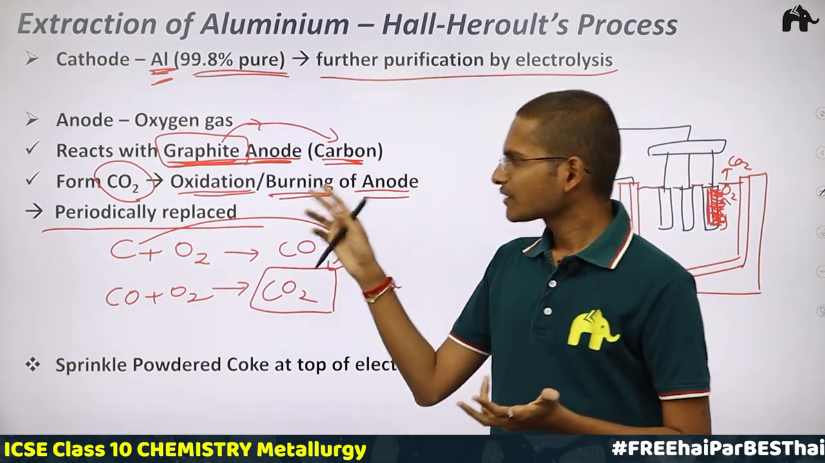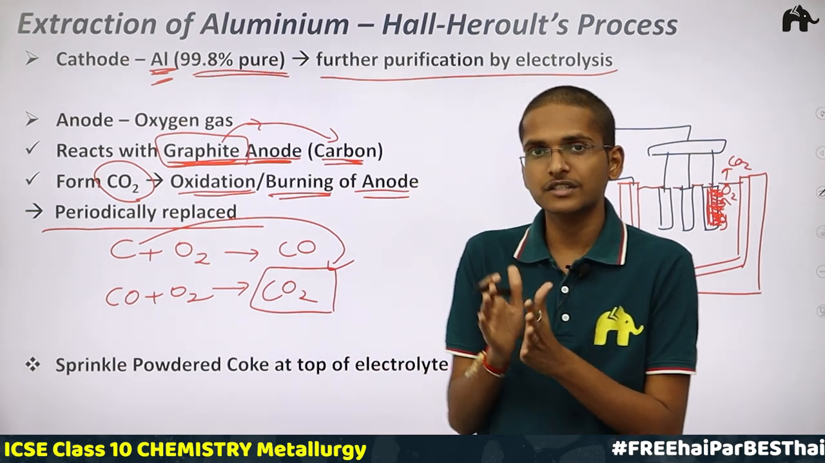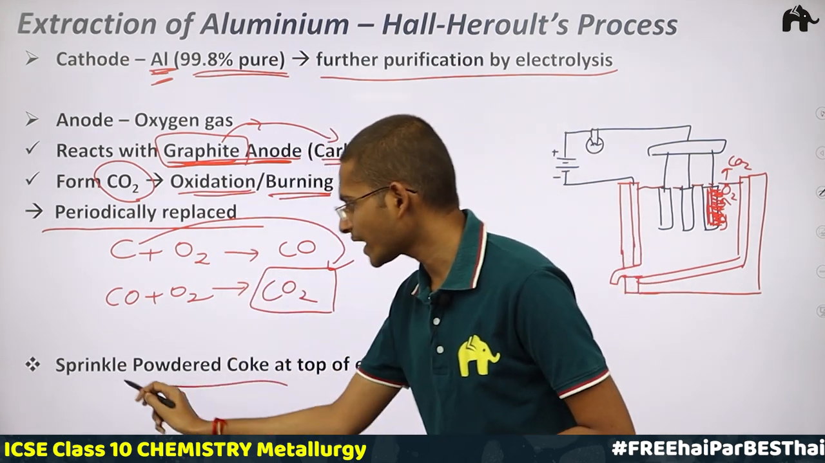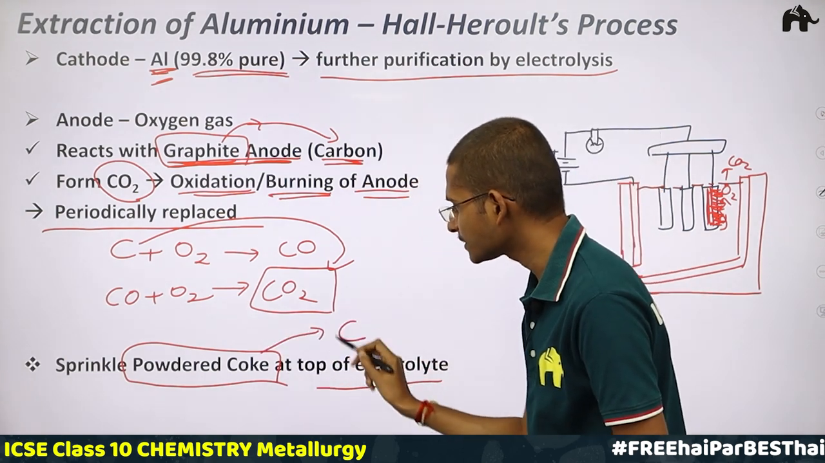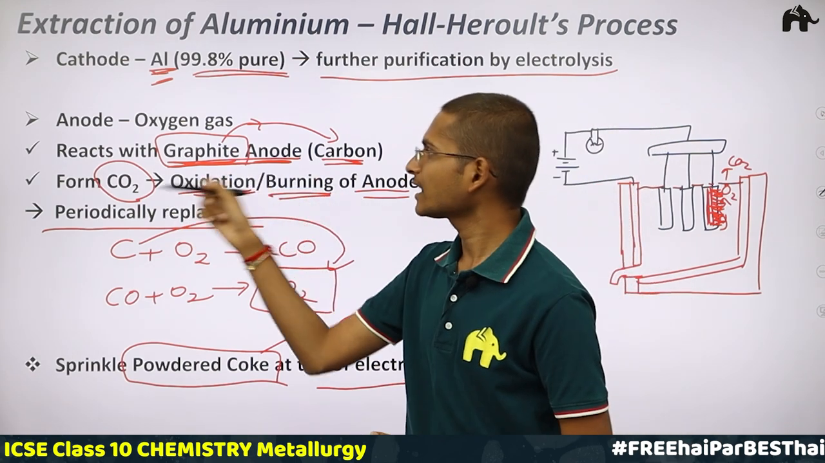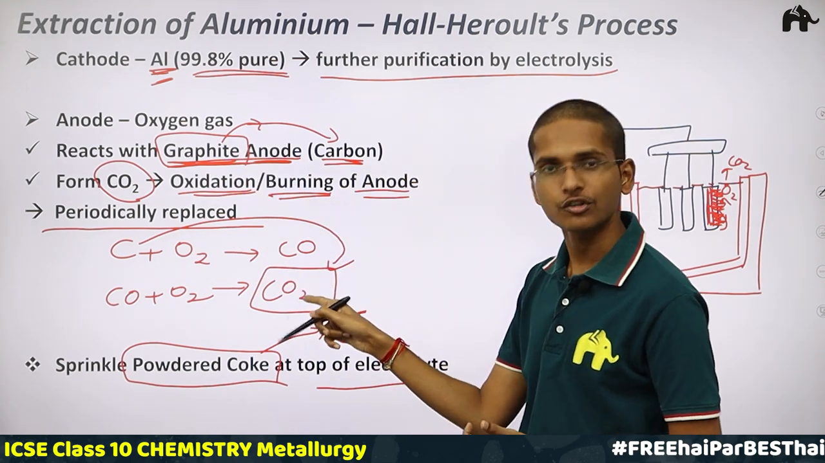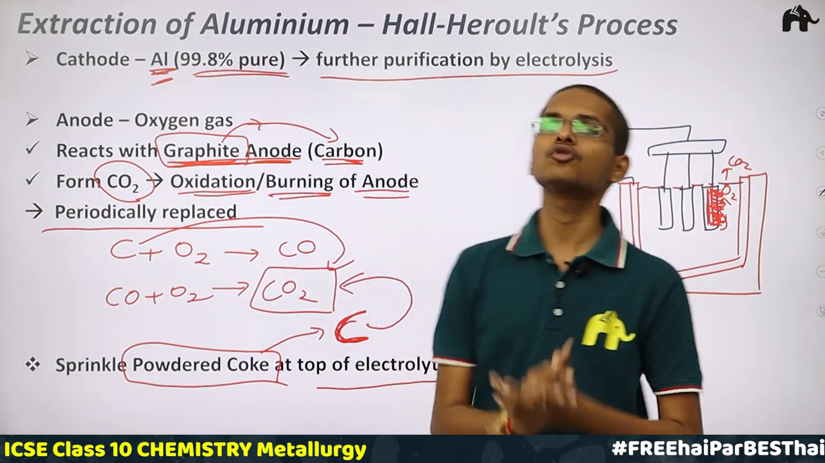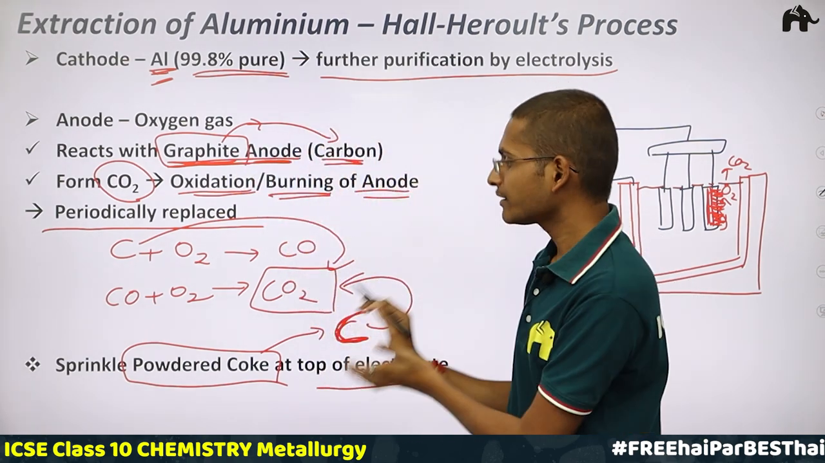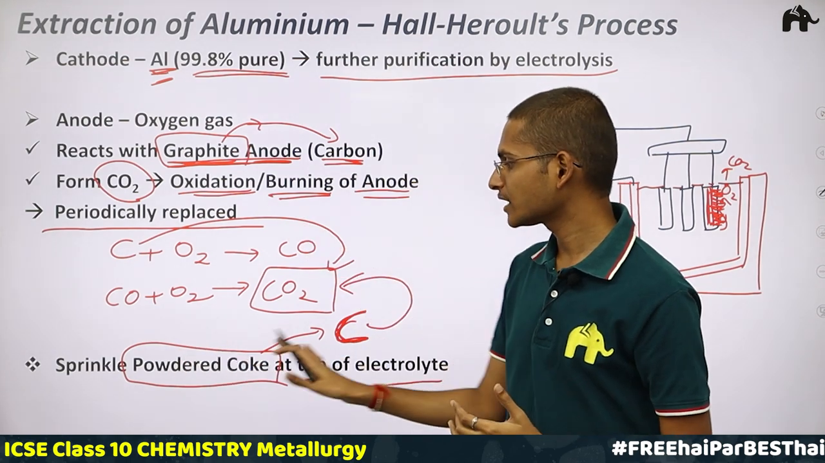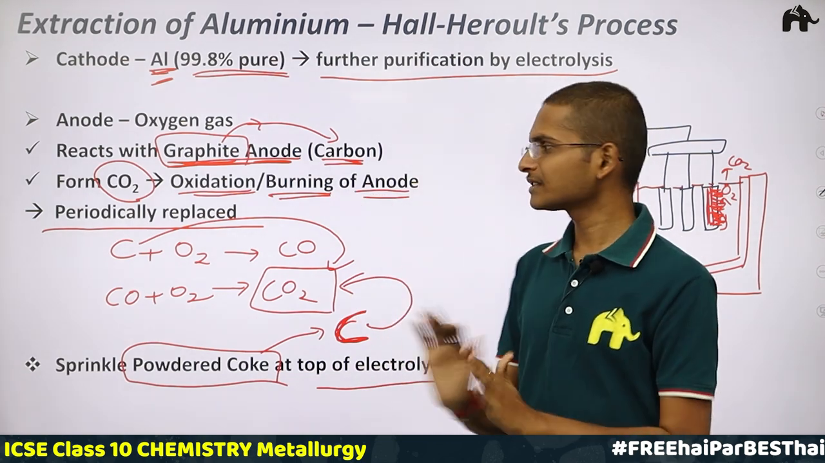Now, for this, we have a simple alternative. We can prevent this from happening to some extent. How? By sprinkling powdered coke at the top of the electrolyte. Now, what would this powdered coke do? Powdered coke is simply carbon. Instead of the carbon of our graphite anode getting oxidized to carbon dioxide, this powdered coke's carbon would get oxidized to carbon dioxide, and in turn it would save the carbon of the anode from getting oxidized. So that's why I told you that I would tell you later why we sprinkle powdered coke at the top of the electrolyte. This was the second reason. Clear with this? Very interesting part.